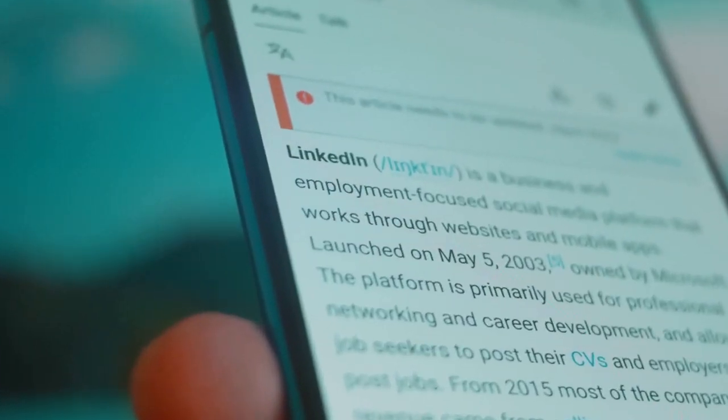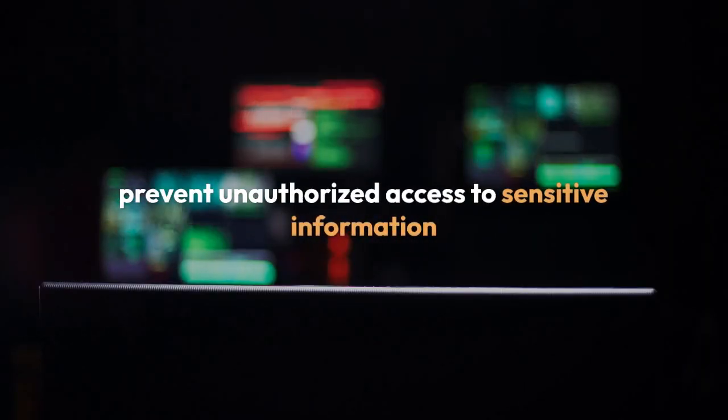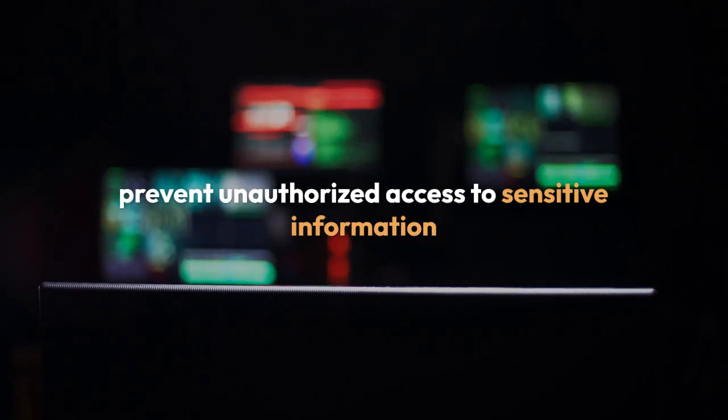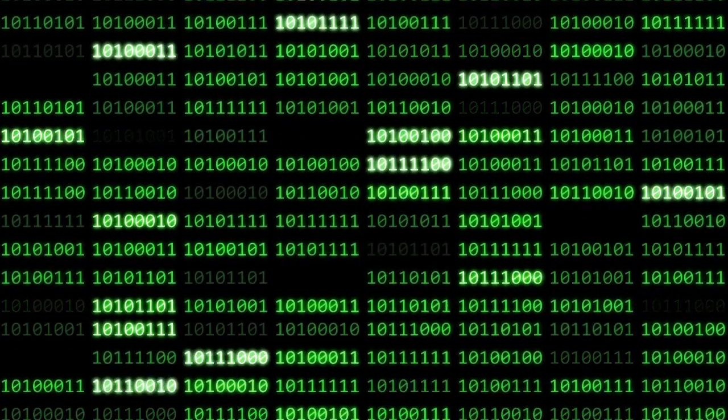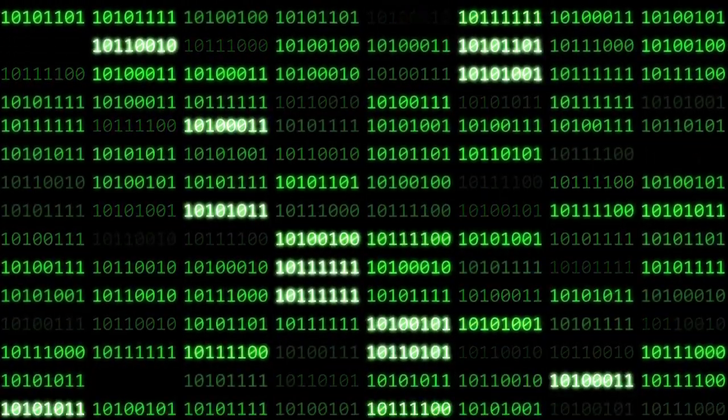Understanding the web of linked accounts is crucial for both individuals and businesses. It's about recognizing the potential security risks and taking proactive steps to prevent unauthorized access to sensitive information. Awareness is the first line of defense against the threats of data breaches and identity theft.